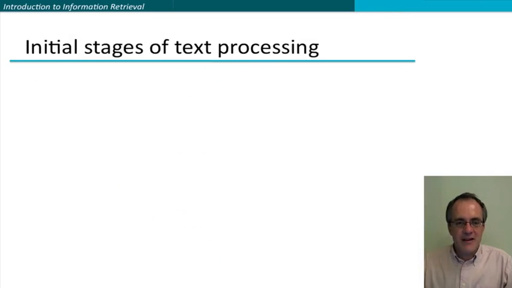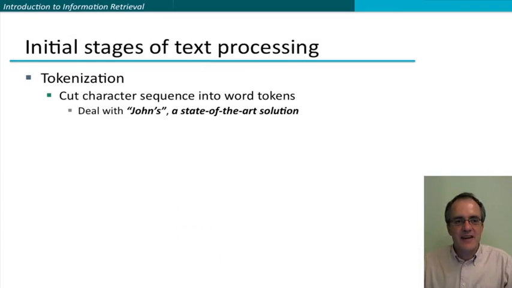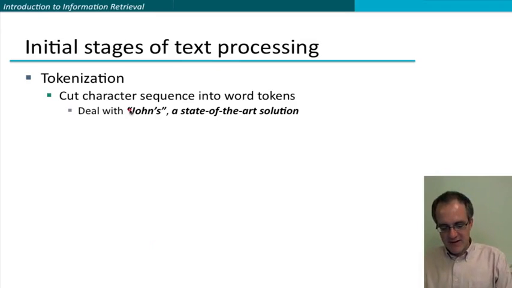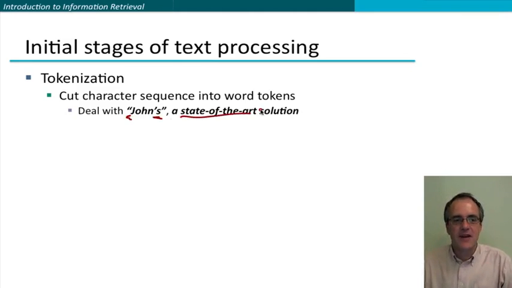So in just a fraction more detail, the things that happen in those initial stages is firstly tokenization. That's just how we decide to cut the character sequence into word tokens. And there are various issues there. There is punctuation that comes up against words, how to treat possessives, hyphenated terms, and all that kind of stuff that we can talk about in more detail.